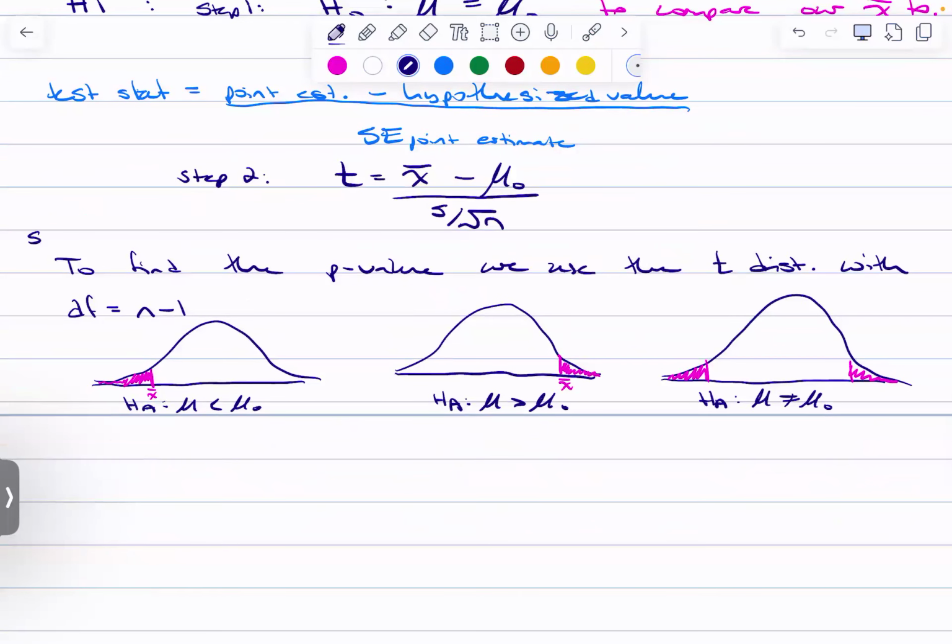And then finding the p-value is your step 3. And then step 4 is your conclusion. You don't have to label your steps, but it's nice to have a little guide.